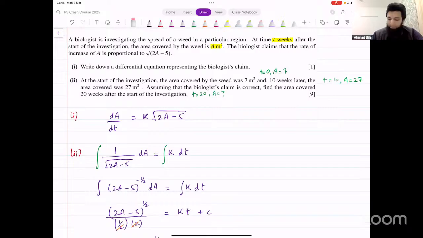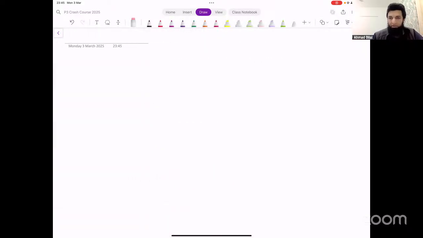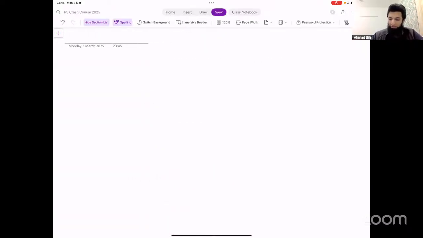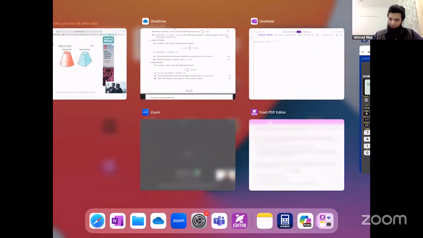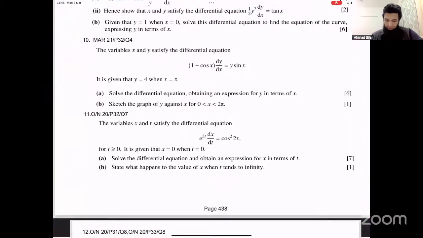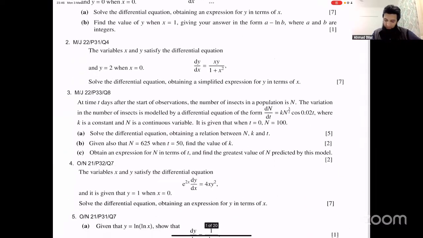Okay, sir. Thank you. All right, now let's have a look at another one now. So what I'll do is I will look at this recent worksheet and find a question that looks relatively difficult from this.